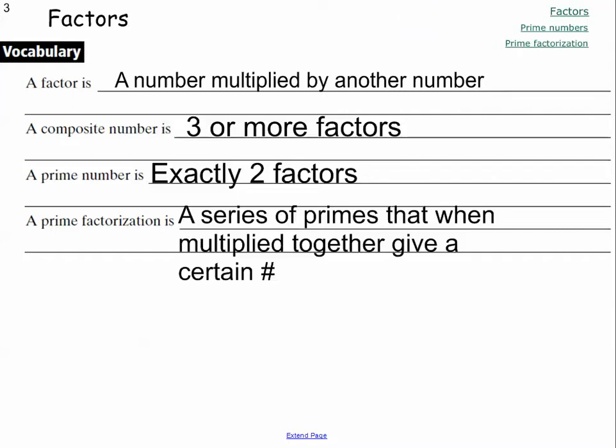Today we're going to be talking about factors and prime factorization. And this goes along with anything with a 3 in your notes packet.